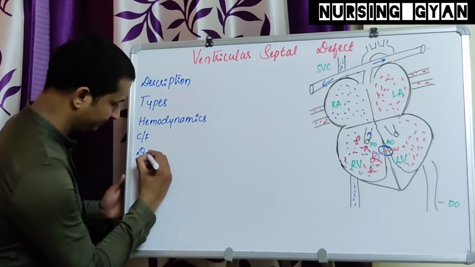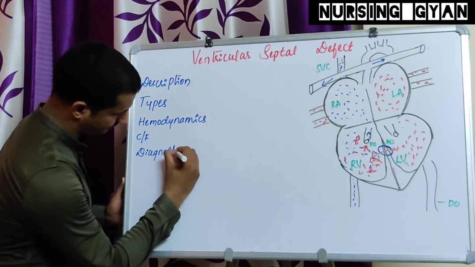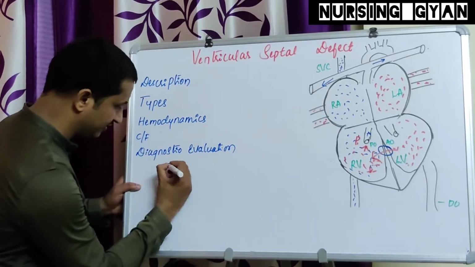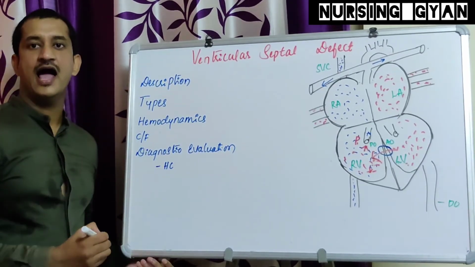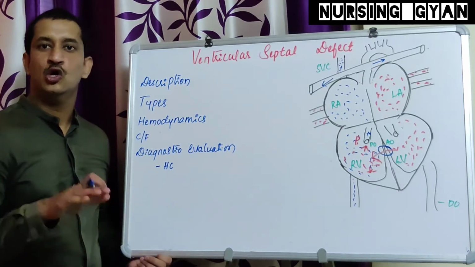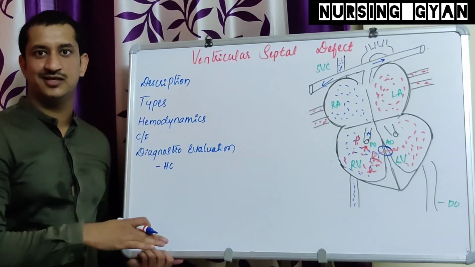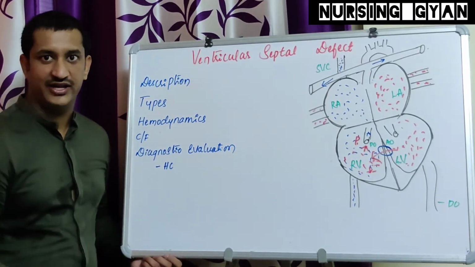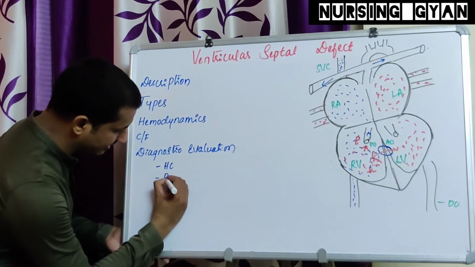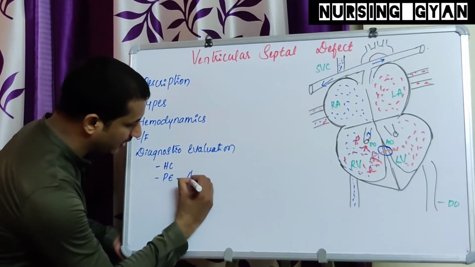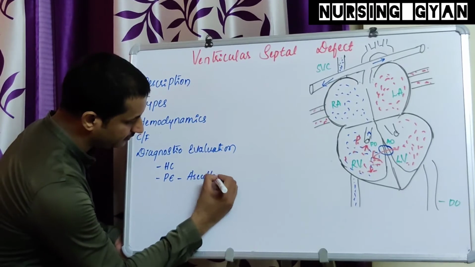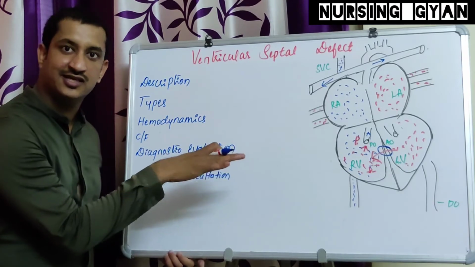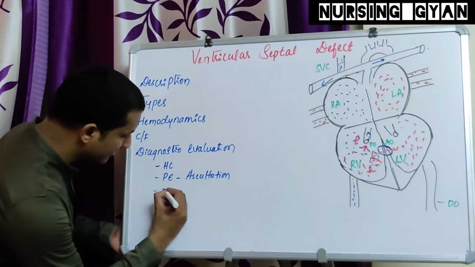Diagnostic evaluation. Under diagnostic evaluation, the first thing is history collection, as you all know, and as I have discussed in atrial septal defect also, to know whether this particular disease condition is from parents, genetic, or because of exposure to any radiation. Second one is physical examination. Under physical examination, that too under auscultation, we can hear this holosystolic murmur as I have discussed in the clinical features. Third thing is X-ray.